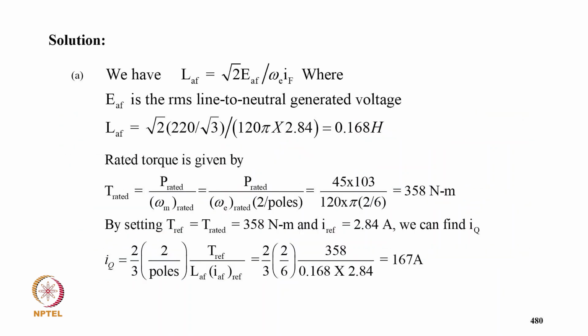So for the solution we have LF equal to root 2 EF upon omega IF. Putting the values, LF comes 0.168 Henry. T rated equal to P rated upon omega rated, it comes 358 Newton meter. By setting IF reference 2.84, we can get IQ equal to 2 by 3, 2 upon poles, T reference upon LF into IF reference, and putting values it comes 167 ampere.